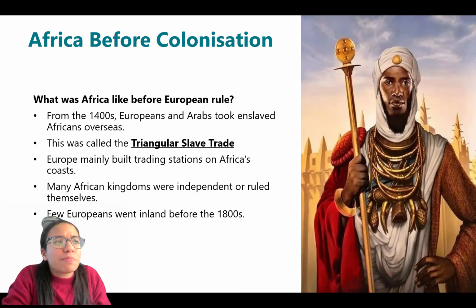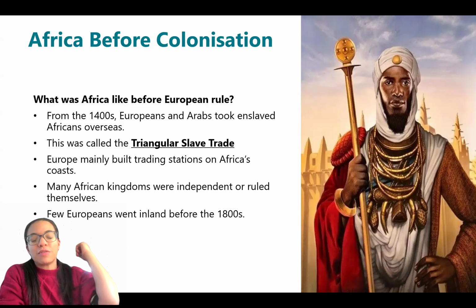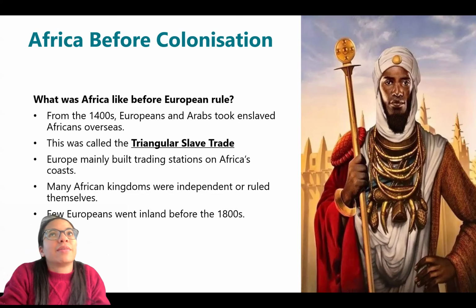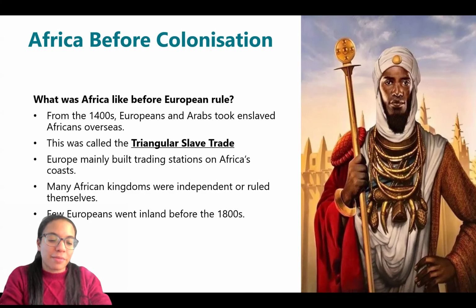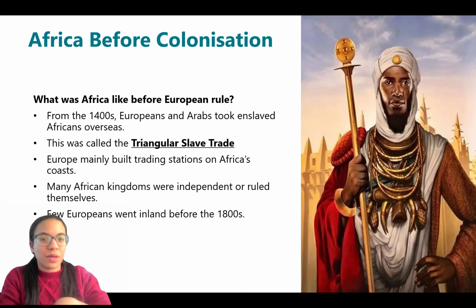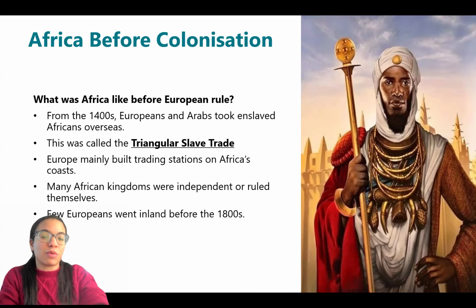So basically, from about the 1400s, you had Europeans and Arabs taking enslaved Africans overseas. When you get to grade 11 or grade 12, you'll do Othello, and they'll refer to Othello as a Moor. So a Moor is basically that African Arab that is trading with the Europeans. So we know that there was that trading relationship happening between the African Arabs and the Europeans.